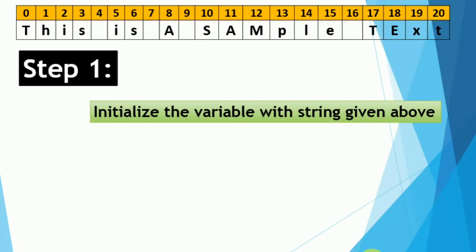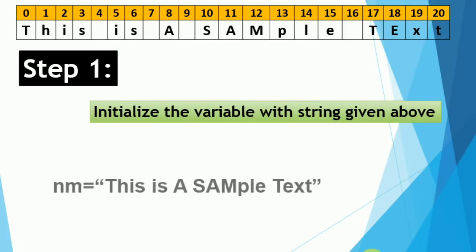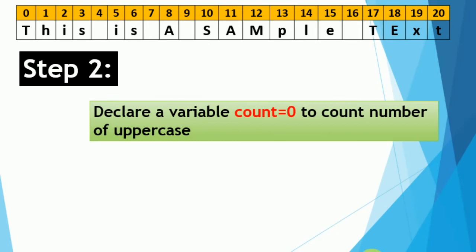Step 1 is that you need to initialize the variable. I declare a variable nm, and the string, a sample text, is stored inside nm. Next I need to declare one variable to store the count. So I declare count as 0. Why 0? Because at the start there is nothing, so I put 0 inside it.